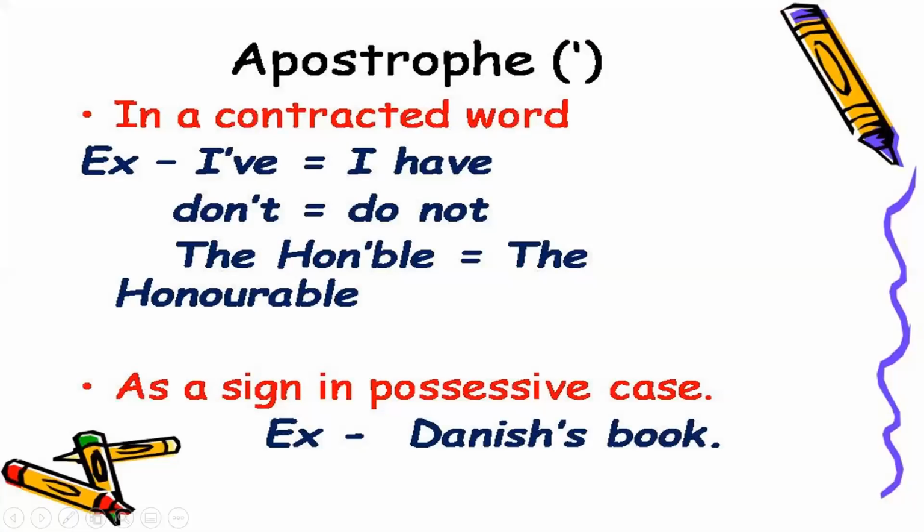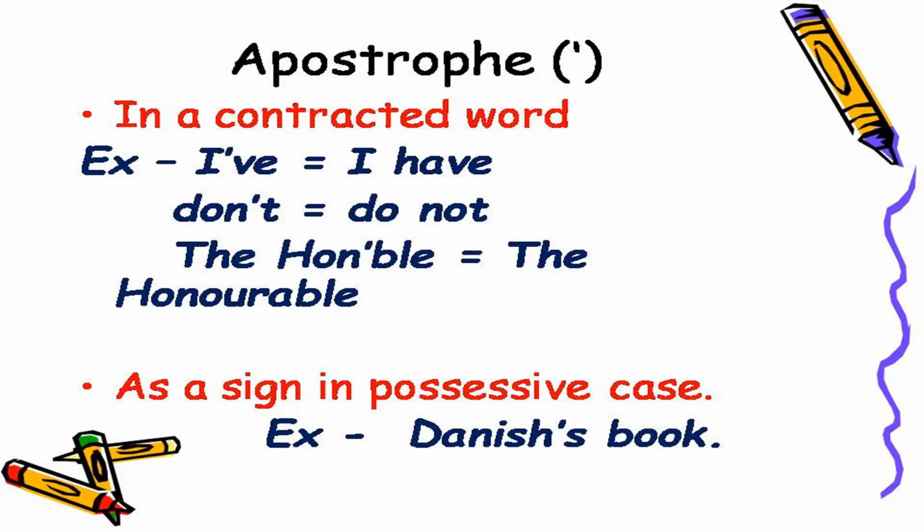We begin with the apostrophe. The apostrophe is mainly used to form the possessive of nouns and to form certain contractions. Contractions means the short forms. Like in grammar, we have a lot of contractions. We write I've for I have, don't for do not, the hon'ble, where we haven't written the entire spelling, but we have put an apostrophe after HON and BLE, and we have missed out certain letters here. And that is the short form or contracted form of the honorable.